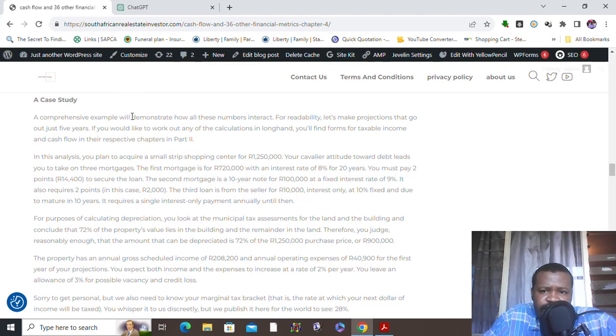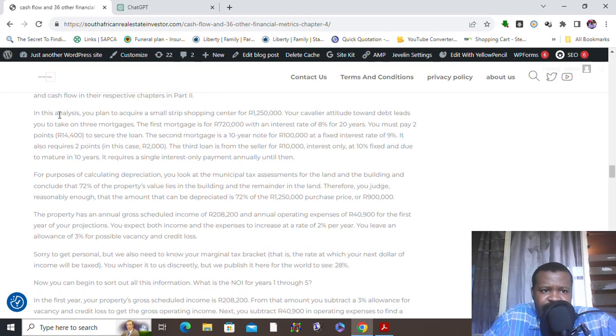Now here's a case study, a comprehensive example. It demonstrates how all the numbers interact. For readability, let's make projections that go out just 5 years. If you would like to work out any of the calculations by longhand, you'll find forms for taxable income and cash flow in the respective chapters in part 2. In this analysis, you plan to acquire a small strip shopping center for 1.2 million rand.